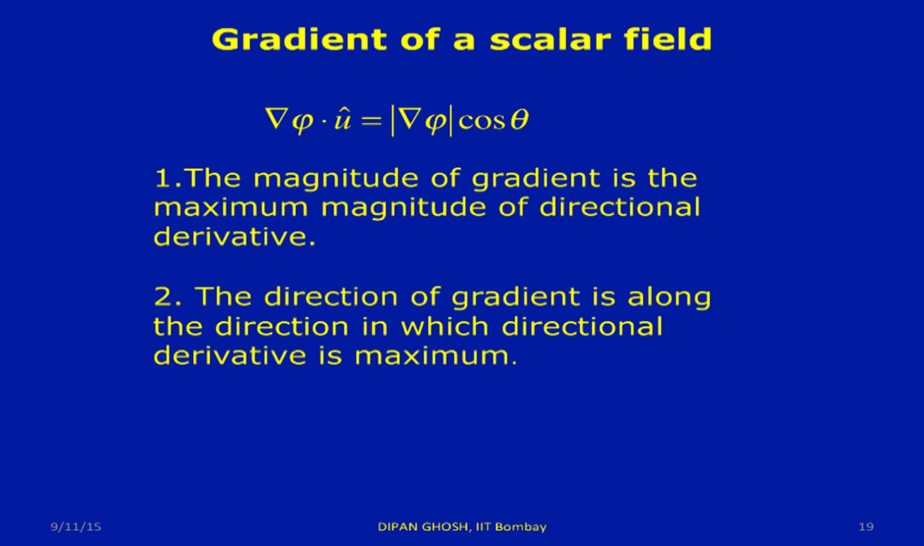So if you look at that, you find that the magnitude of the gradient is the maximum magnitude of the directional derivative. So the maximum magnitude of the directional derivative happens when cos theta is equal to 1. And the direction of the gradient is along the direction in which the directional derivative is maximum.